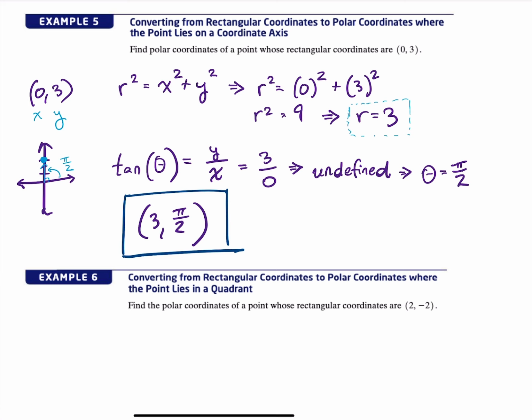So if you get some value like this where x is 0, or if y was 0, you're on some quadrantal angle. It might be helpful just to plot the point, and that can help you see which angle you should have.